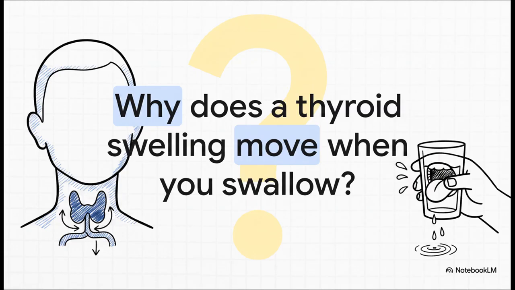Imagine a patient comes into your clinic with a lump in their neck. One of the very first things you'll ask them to do is swallow a sip of water. Well, why? Because a true thyroid swelling will actually move up and down as they swallow. Keep that question in the back of your mind because the anatomical answer is going to unlock our understanding of the next fascial layers very shortly.